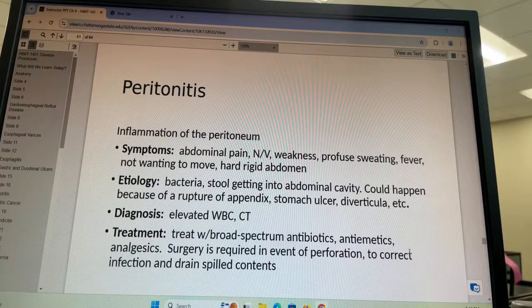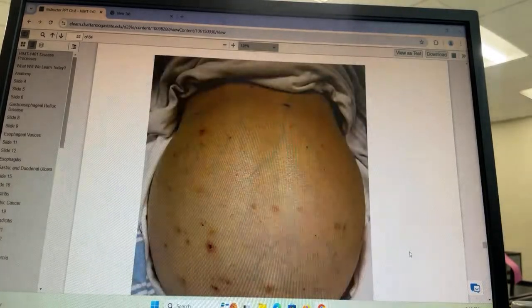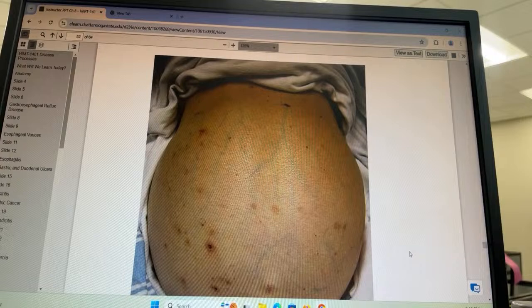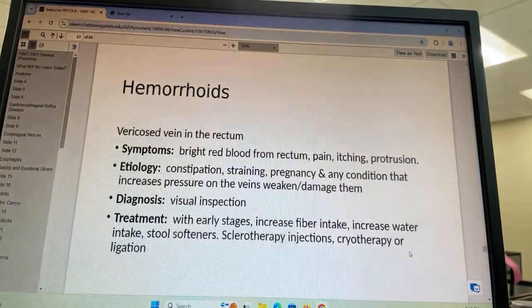If it's bad enough, like if the stomach has been perforated with an ulcer, or if something has ruptured, surgery is going to be required to stitch it back up so that there's no more leaking going on. Also, draining of the contents. All this fluid buildup here is going to have to be drained out.